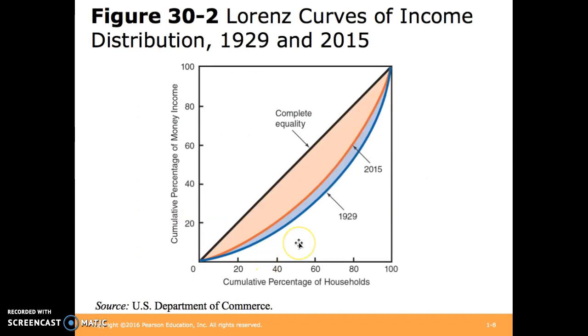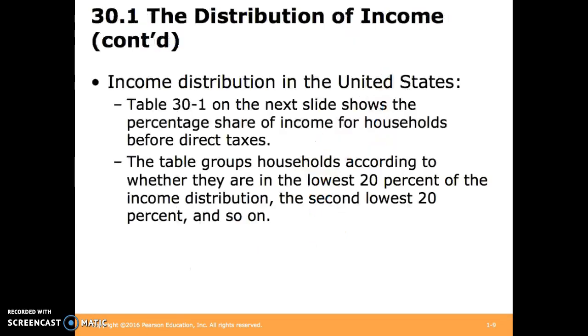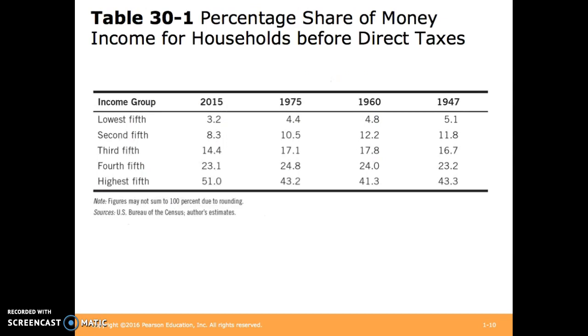The Lorenz curves for the U.S. economy from 1929 and 2015 indicate a decrease in income inequality since 1929. The following table shows the percentage share of income for households before direct taxes. The table groups households according to whether they are in the lowest 20% of the income distribution, the second lowest 20%, and so on. Here's the table.